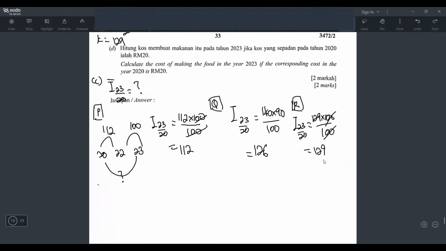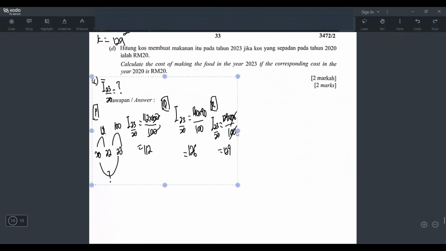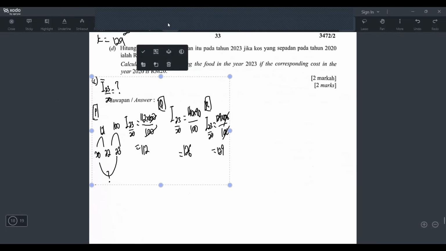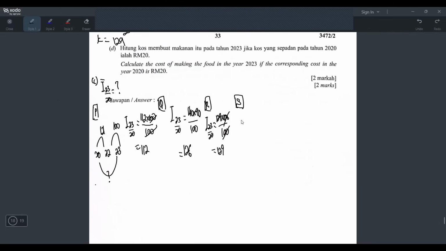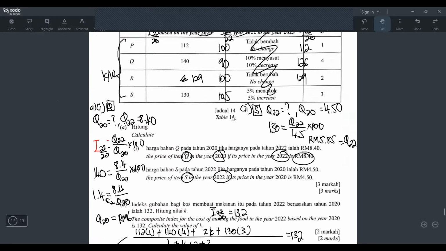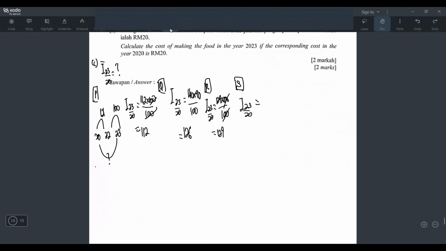Okay, let's make this smaller. Okay, like this. Okay, one more last one is the item S. So the I for 2320 will be 130 times 105 divide 100. Okay. It means you do 4 times smiley face. 4 times. So 130 times 105 divided. Okay, my calculator give me 136.5.